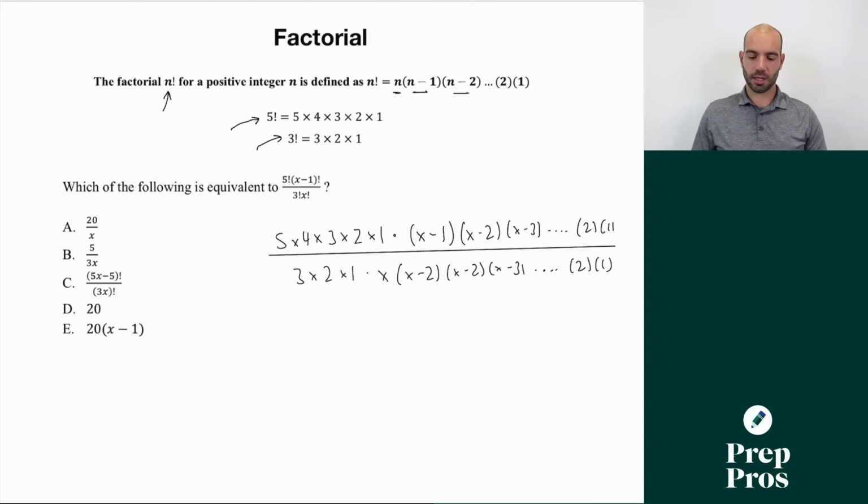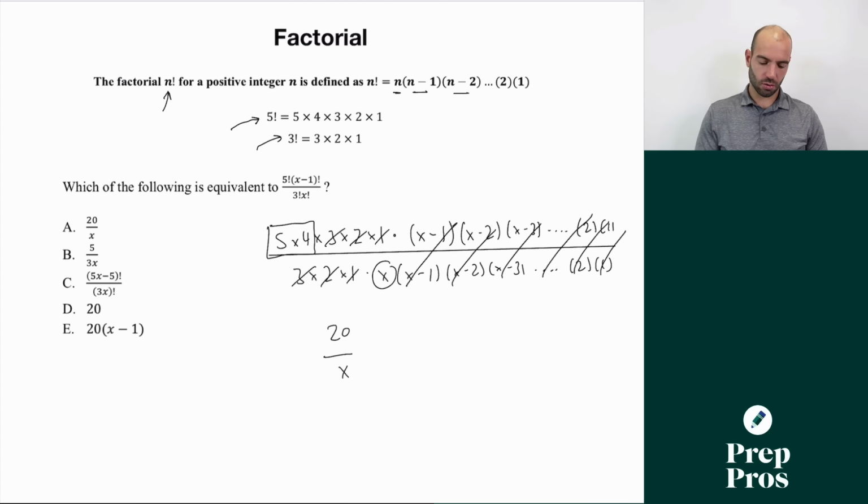All right, so what cancels here? Well, we see the 3, 2, 1 cancels on the top and the bottom. And then with the factorial, what we see is, oops, I made one typo there. It should be x minus 1, not x minus 2. So the x minus 1s cancel, minus 2s, minus 3s, everything cancels except for the x right here. So all we're left with is the 5 times 4 on top, which is 20, and the x on the bottom. So that gives us our correct answer here of A.